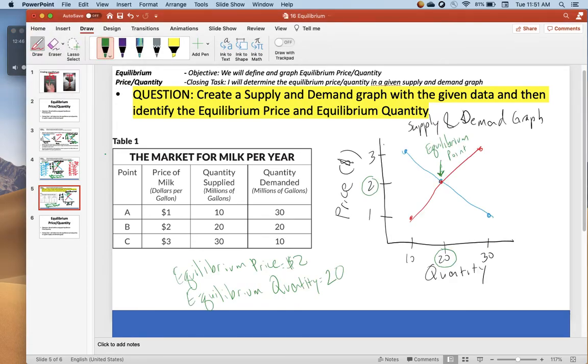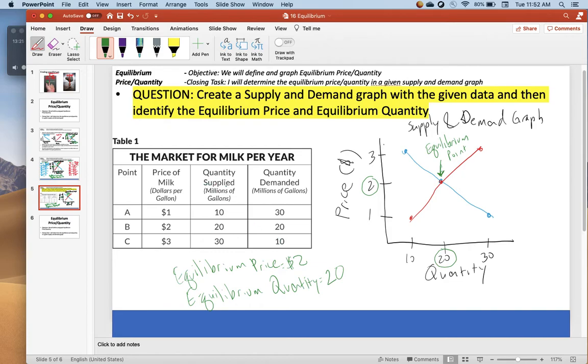Okay, so this is what your graph should look like. Once again, I know you maybe got a little confused because there's a lot of data, but just read through it. It's not as hard as it sounds, okay? We have the price of milk. And notice it just gives us the set of prices, $1, $2, and $3. And then it has quantity supplied and quantity demanded. So what this means is at $1, the quantity supplied is 10, but the quantity demanded is 30. At $2, quantity supplied is 20, quantity demanded is 20. And at $3, quantity supplied is 30, quantity demanded is 10.